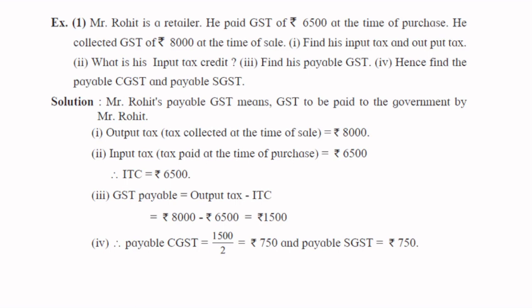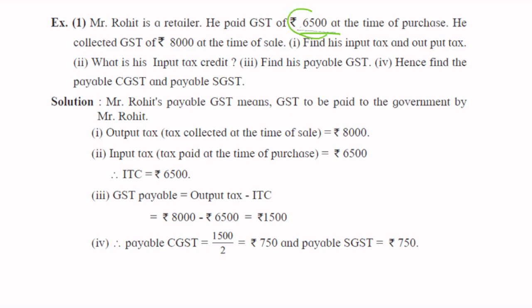Okay, so what this example says: Mr. Rohit is a retailer, a shopkeeper. He paid a GST of rupees 6,500 at the time of purchase. So purchase as in from the manufacturer. Sorry, not manufacturer, wholesaler it could be. He can directly purchase from the manufacturer also, no issues. He collected GST of rupees 8,000 at the time of sale.